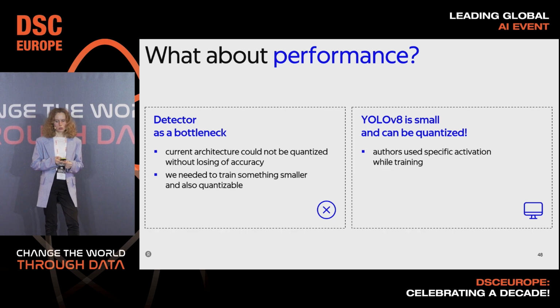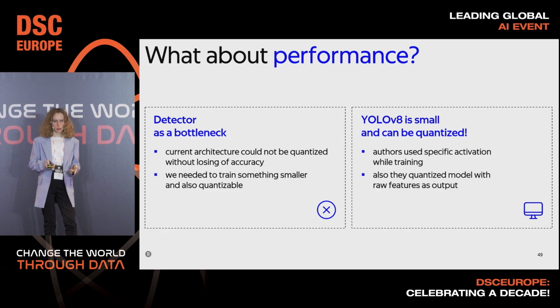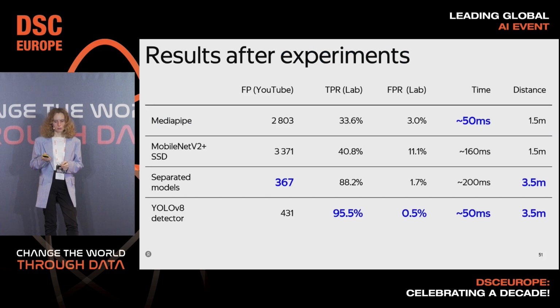And the authors used some specific activation while training and produced just raw features and output. So this model could be quantized effectively for our device, and we just took it and trained it on our data. And here you can see the results after our experiments, from the first model just on the data from our respondents to the YOLOv8 detector, which was trained on the mix of dirty and clean data.